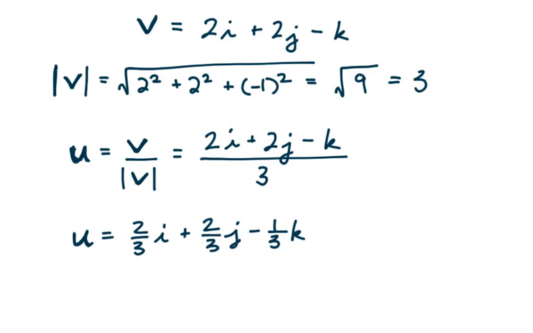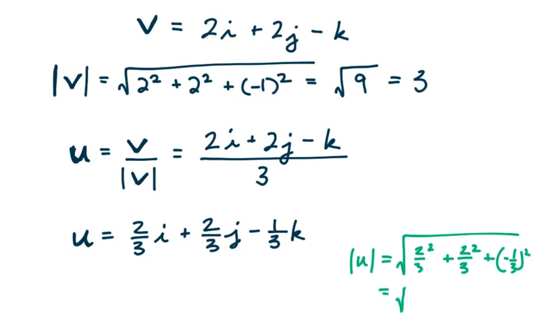And I can check that by finding the magnitude, right? The magnitude of u would be the square root of 2/3 squared plus 2/3 squared, and then we've got plus negative 1/3 squared, which is, of course, the square root of 4/9 plus 4/9 plus 1/9, or 9/9, which is the square root of 1, or 1.